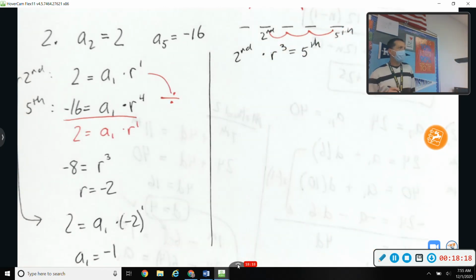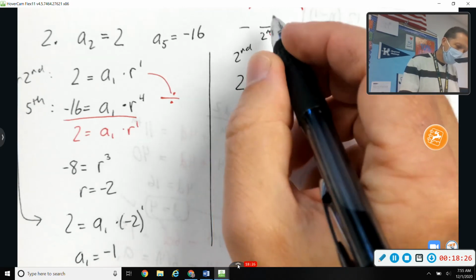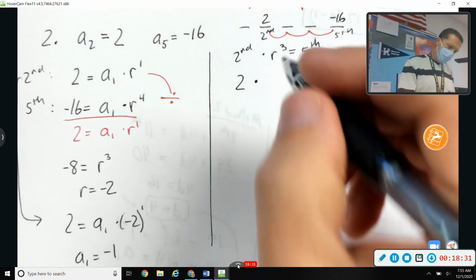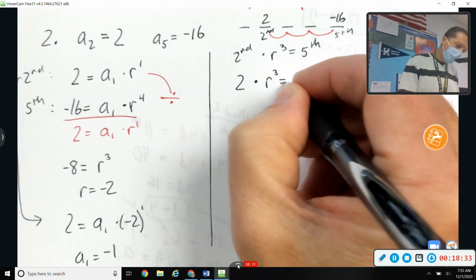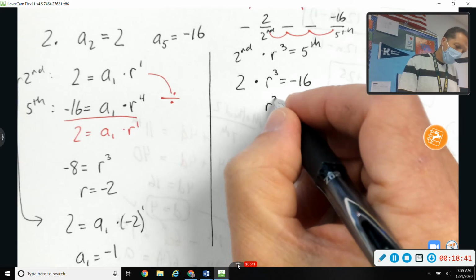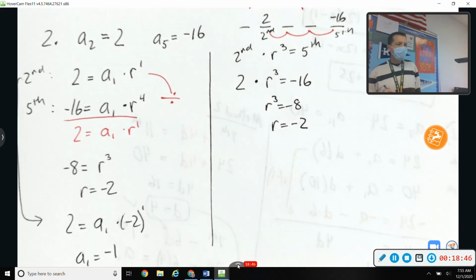So again, it's the idea of where am I going, how many steps does it take to get there? So 2 is the second term. Negative 16 is the fifth term. So 2 times R cubed equals negative 16. So R cubed equals negative 8. And R equals negative 2. So I'm multiplying by negative 2 3 times to land at negative 16.